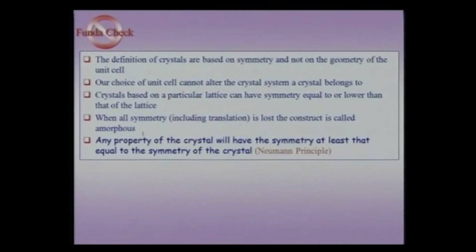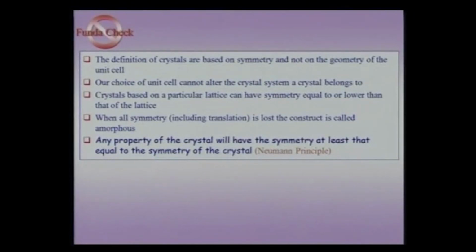So let us check what you have learned so far, and I will just read the slide for you. The definition of crystals is based on symmetry and not the geometry of the unit cell. Our choice of unit cell cannot alter the crystal system a crystal belongs to. Crystals based on a particular lattice can have a symmetry equal to or lower than that of the lattice. When all symmetry including translation is lost, the entity we have made is called amorphous.